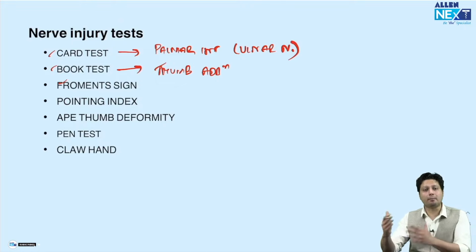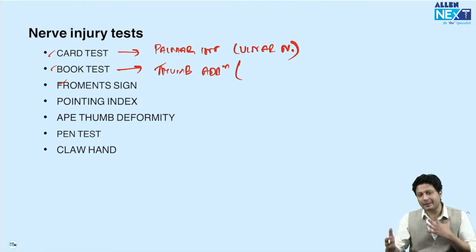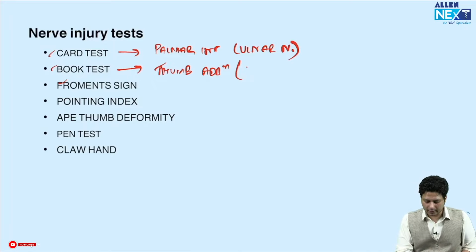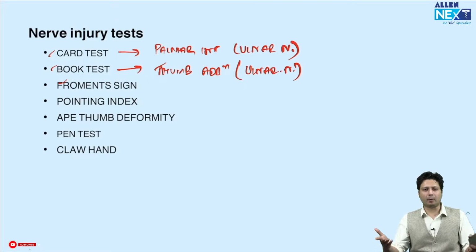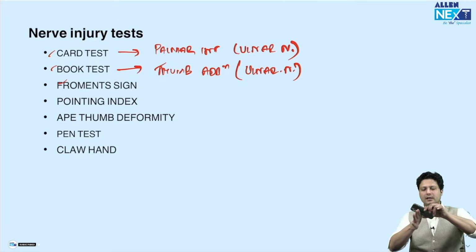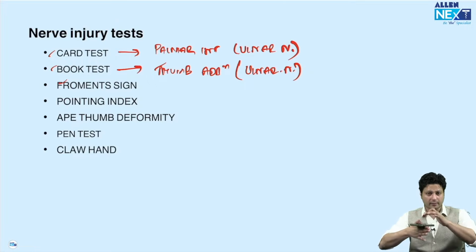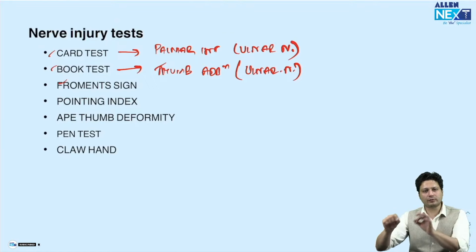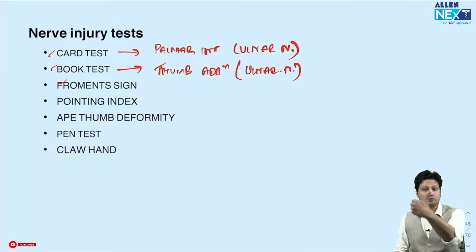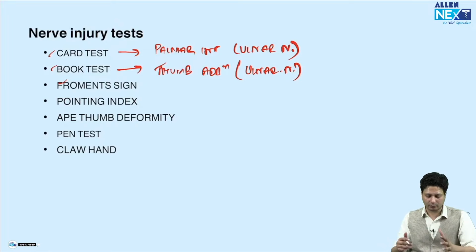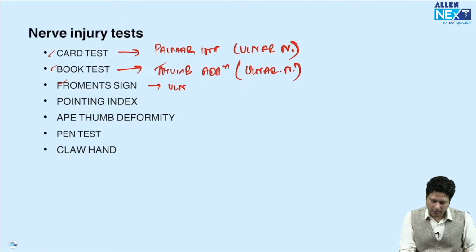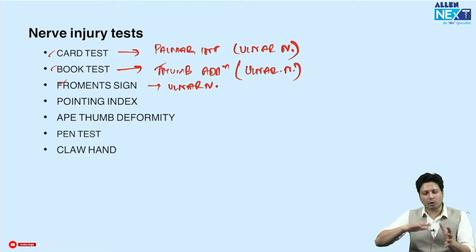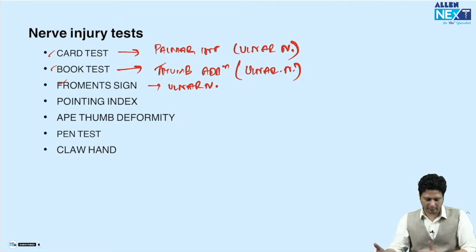You are testing for thumb adduction. And what is happening in this book test? It is the testing of the ulnar nerve again. Alright. Froment sign is simply a modification of the book test. If you are asking a patient to hold a book and he is not able to perform that book test, he will hold the book tightly by flexion of the thumb. And that flexion of the thumb is the function of the flexor pollicis longus muscle, which is supplied by median. Alright. So Froment is again a test for the ulnar nerve. So it is actually the modification of the book test that the patient performs.